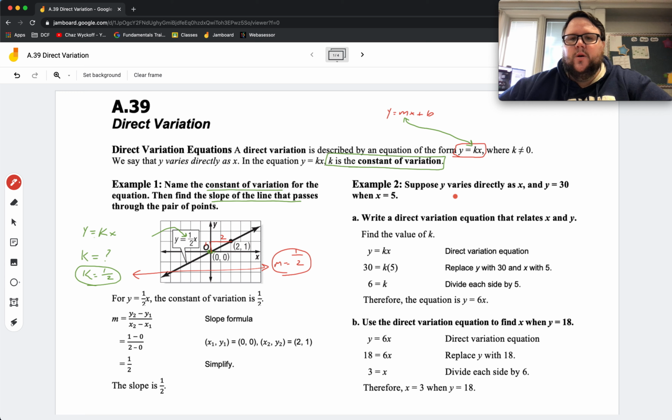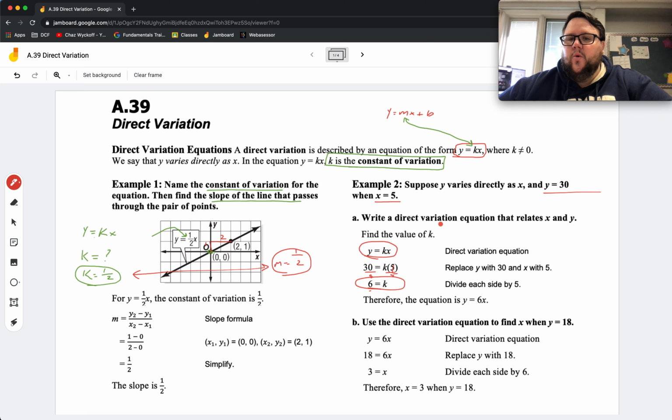Now, for example 2, suppose y varies directly as x, and y equals 30 when x equals 5. We're going to write down our equation, y equals kx, and they give us a scenario: when x equals 5, y equals 30. So we set up our equation, 30, which is y, equals kx. We're doing that so that we can find what k is. So 30 equals k times 5. Divide both sides by 5, and you get k equals 6.